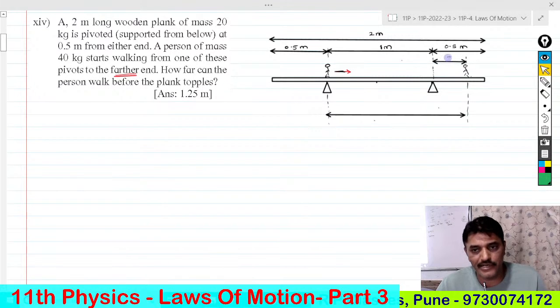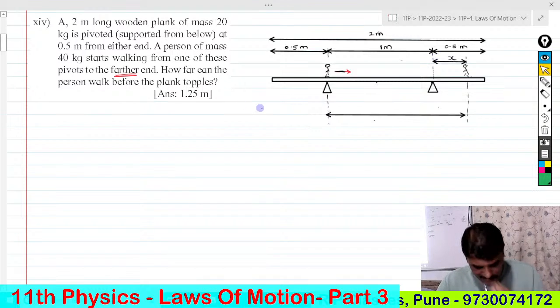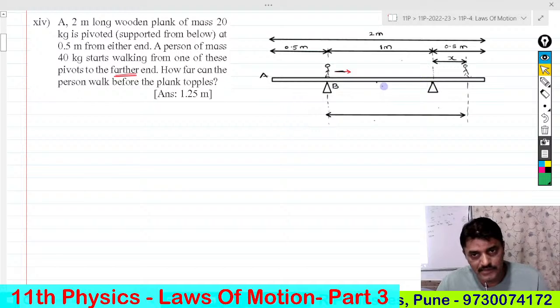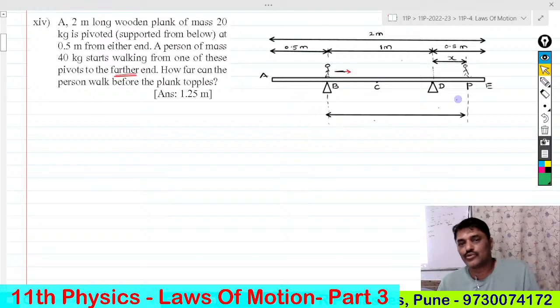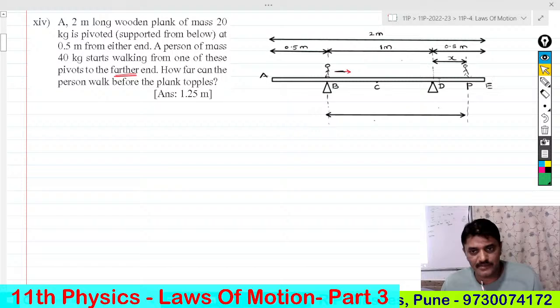Let me label these points. These points are labeled as, let's say this is A, this is B, this is C, D, whatever. This point, ये जो point है इसको मैं बोलूँगा point P, at which the person is. C is the center. Now यहाँ पे there are various forces acting.